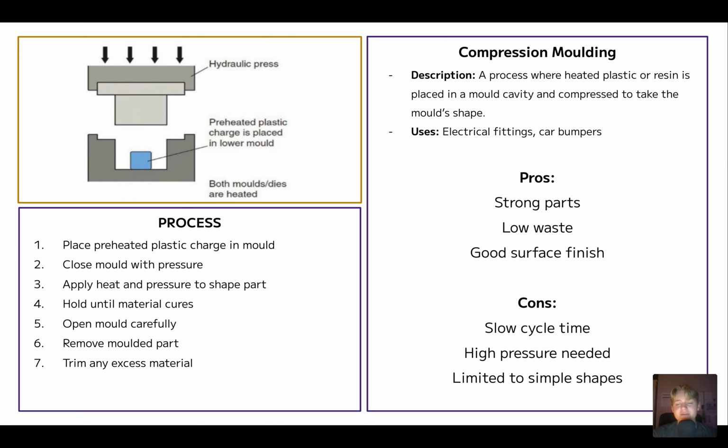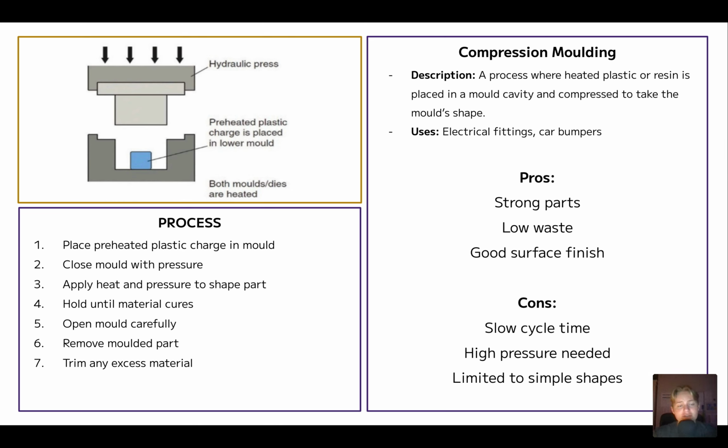Cons is that it can have quite a slow cycle time, take a long time to compress the material down, and there is a lot of pressure needed to compress that hot material down since it's not going to be a molten piece of plastic. It's just going to be heated to a point of being moldable. So it is also limited to a simple shape, limited in detail essentially with what we can actually press it into because it's not molten, so it's not going to fill out a mold. The uses of this would be for like electrical fittings or car bumpers, so something where it's just quite a simple shape, not too high in detail.